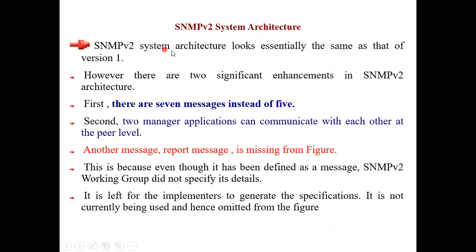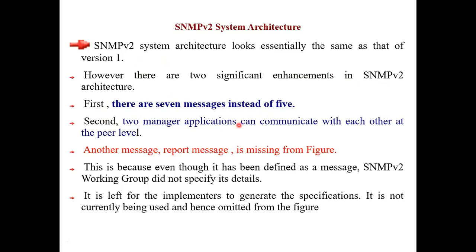So the version 2 system architecture looks essentially the same as that of version 1. However, there are two significant enhancements in version 2. First, there are 7 messages instead of 5. Many times objective questions ask this one. Version 1 has 5, version 2 has 7. And then we will see what version 3 has.